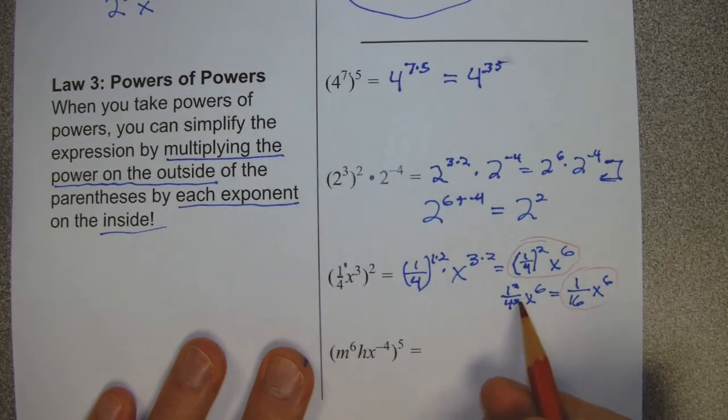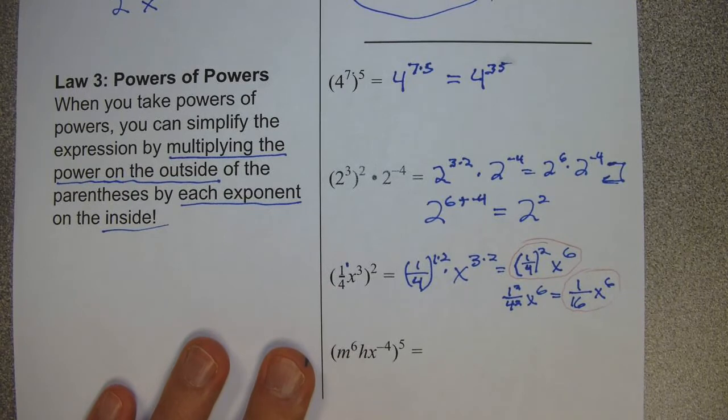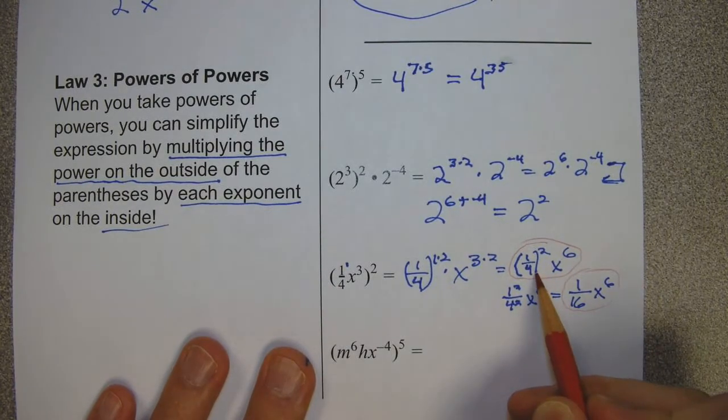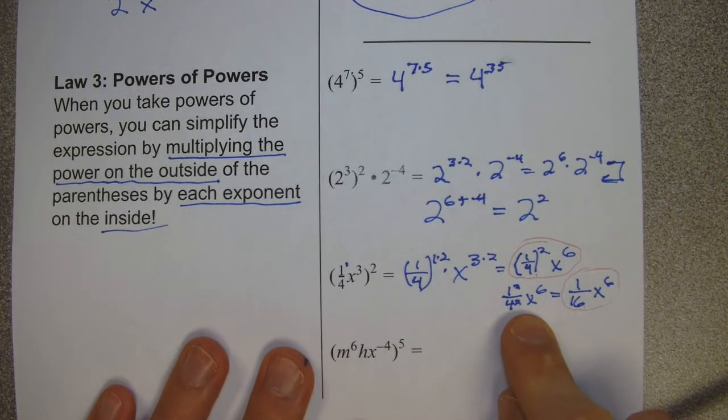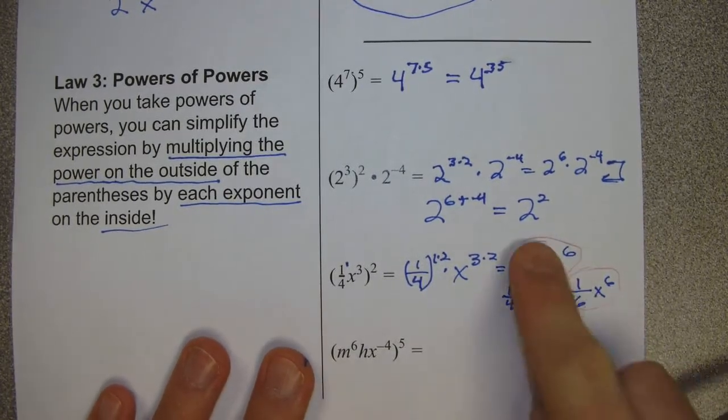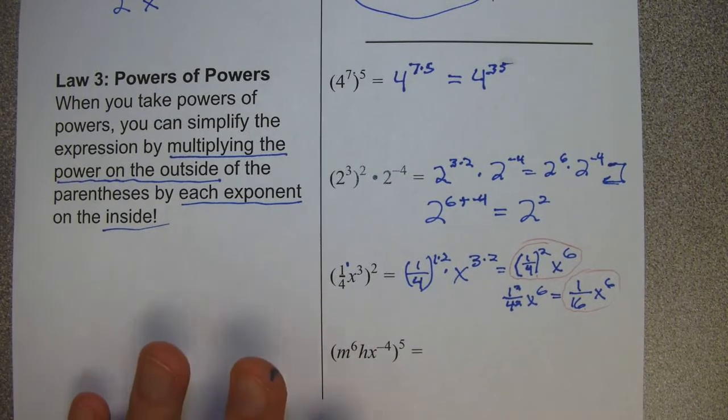I don't like this, what I'll call an in-between step. Again, some teachers like that. I do not. Either write it this way or write it this way. I would not write it that way. Again, that's more of an in-between step. Wouldn't do it. But either one of those answers I would accept. All right, let's do one more.